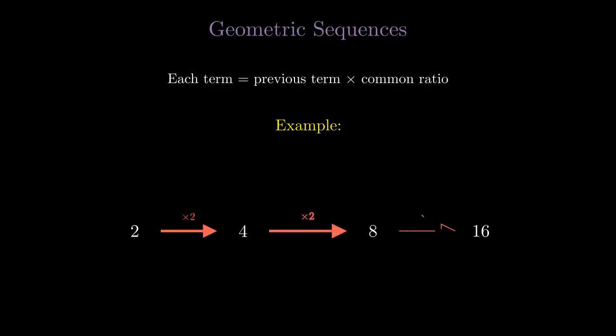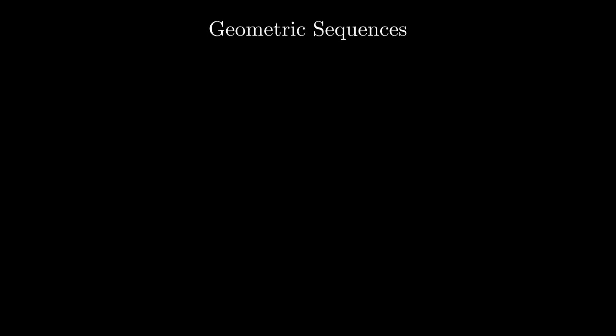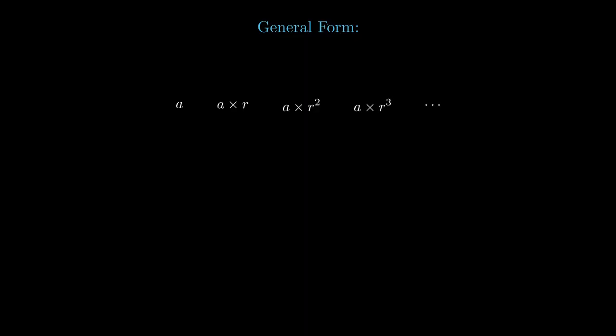Next, let's talk about geometric sequences. In a geometric sequence, each term is found by multiplying the previous term by a fixed number, called the common ratio. Here's an example: 2, 4, 8, 16. Each term is multiplied by 2. Look at the diagram below. You'll notice how each step multiplies by the same value, in this case 2. The general form of a geometric sequence is a, a times r, a times r squared, a times r cubed, and so on. To find the nth term of a geometric sequence, we use the formula a sub n equals a times r to the power of n minus 1.